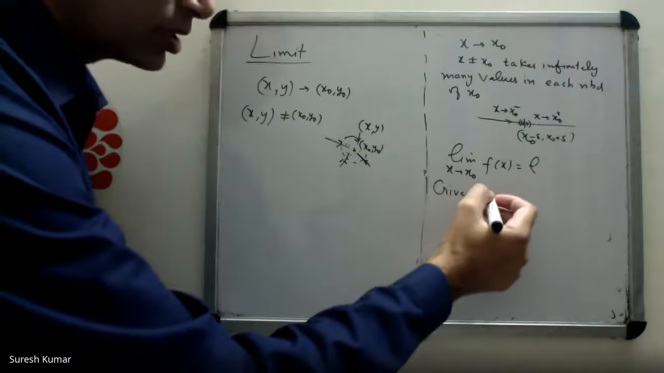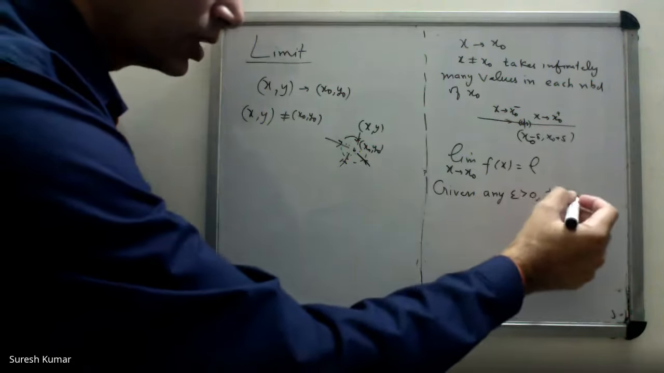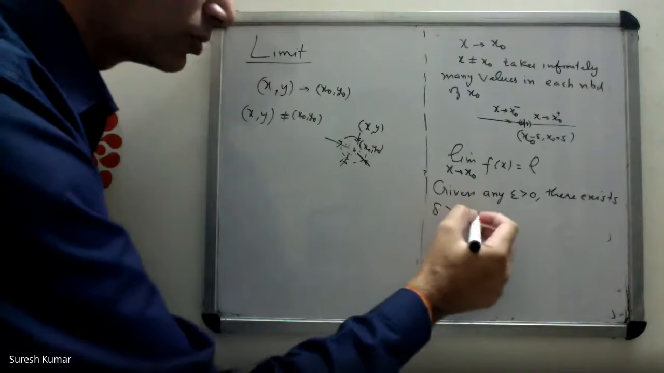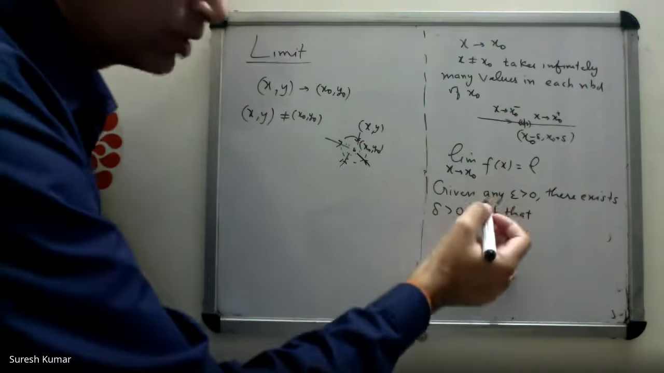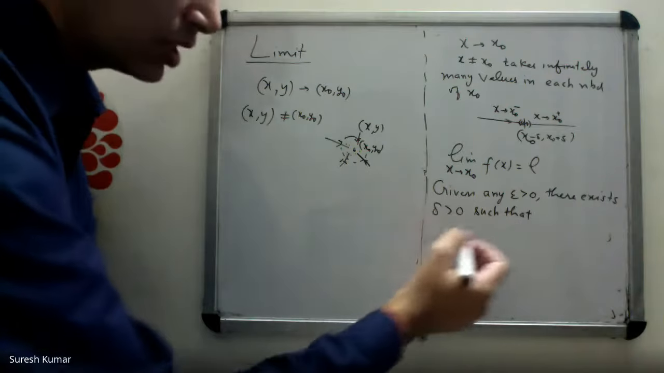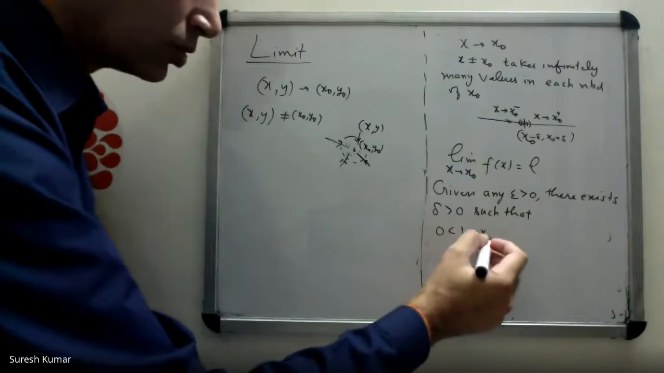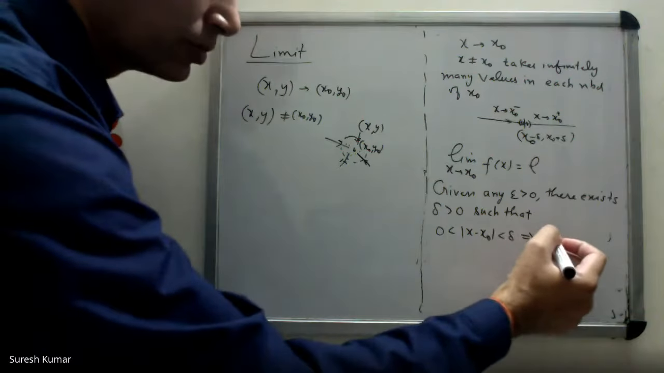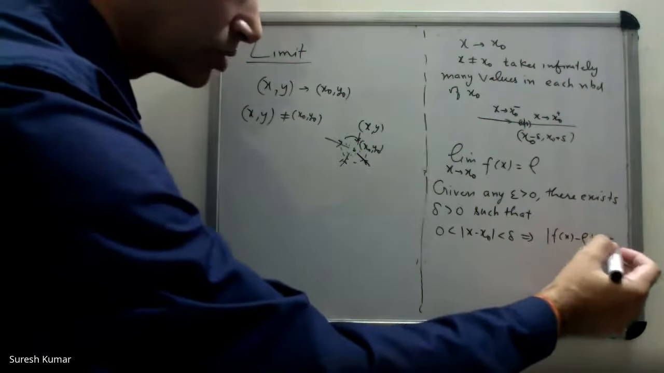It reads like this: given any epsilon positive, there exists delta positive such that, or given any epsilon positive, there exists delta depending on epsilon such that 0 less than mod x minus x naught less than delta implies mod f(x) minus L is less than epsilon.